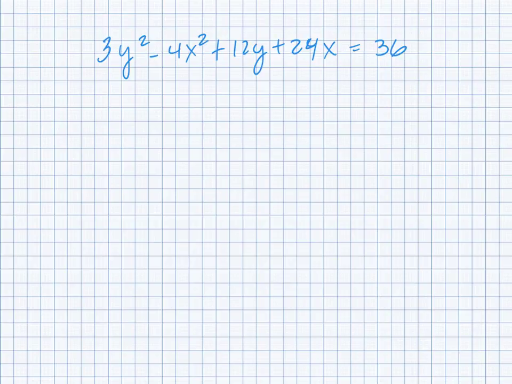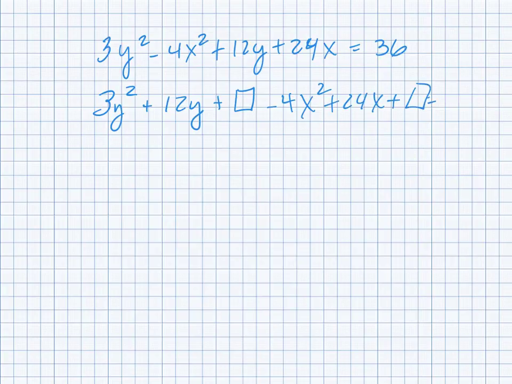So let's put the y's together. And the y is positive, so he goes first. What kind of a hyperbola is this going to be if the y is first? Vertical. A vertical. Very good. And this is minus 4x squared plus 24x plus box equals 36 plus box plus box. So we're going to have to complete this square.